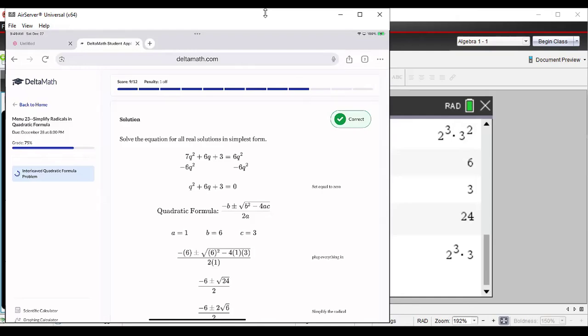Okay, that's what we're doing. Menu 23 will help you to determine whether it's rational, irrational, and if it's irrational, it'll help you simplify it if it can be simplified. That's why we need menu 23. All right, I'm going to stop and I'm going to post this.